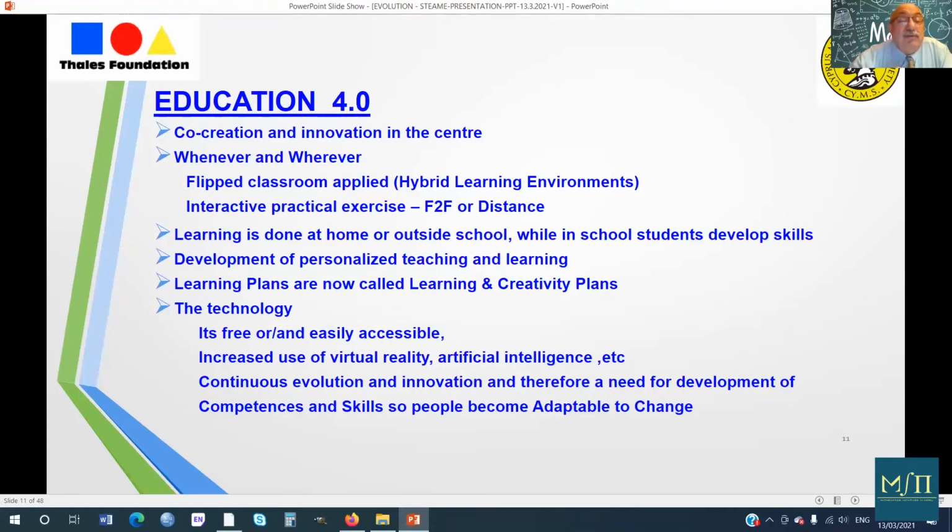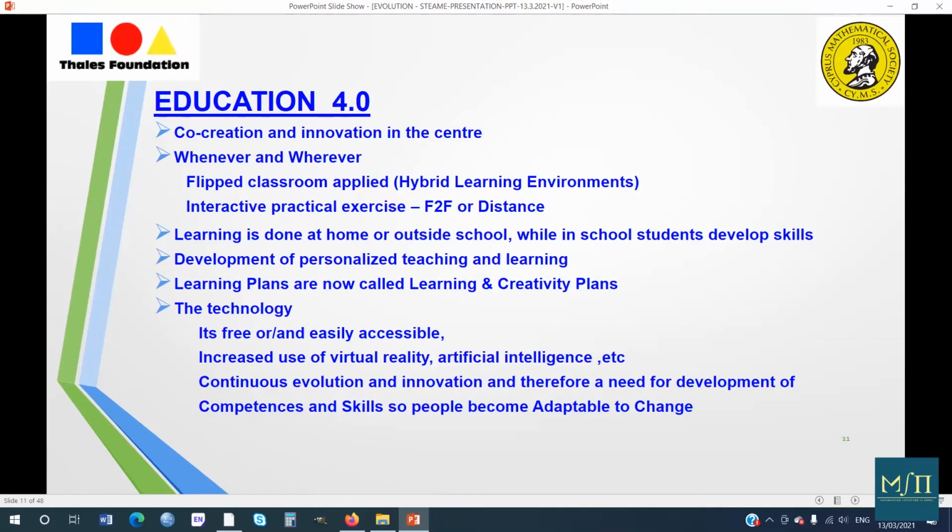So in Education 4.0, we talk about co-creation and innovation in the center. So the teacher is a co-creator, not a facilitator and not a teacher anymore. Whenever and wherever, flipped classroom applied, hybrid learning environments also. Hybrid meaning the face-to-face, physical and online or by distance, etc. Interactive practical exercises, face-to-face or distance.